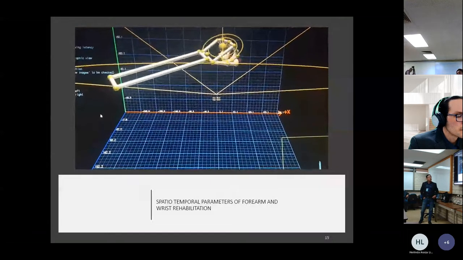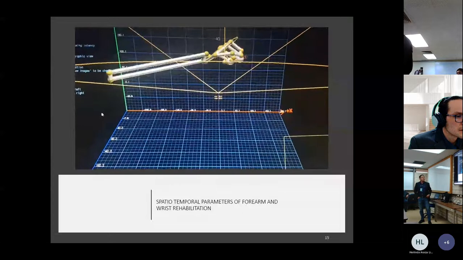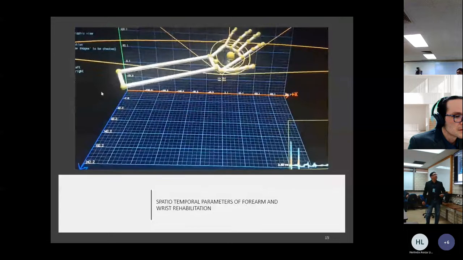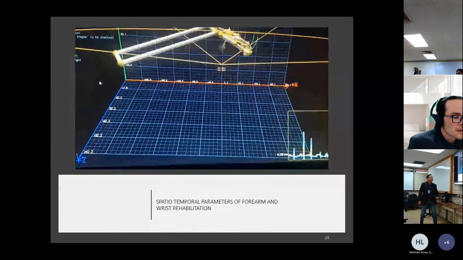The Leap Motion is a commercial device and it has the potential to record the movements in real time.